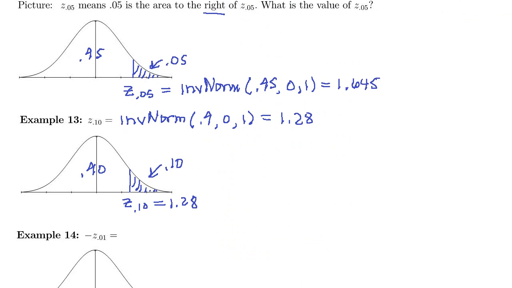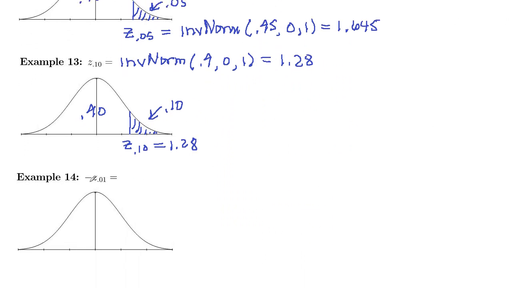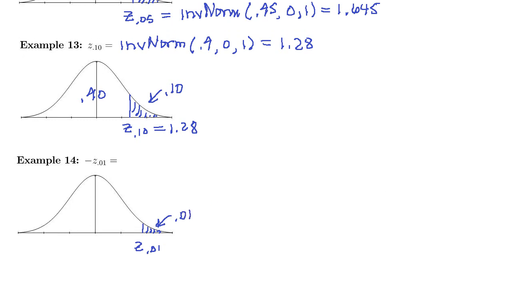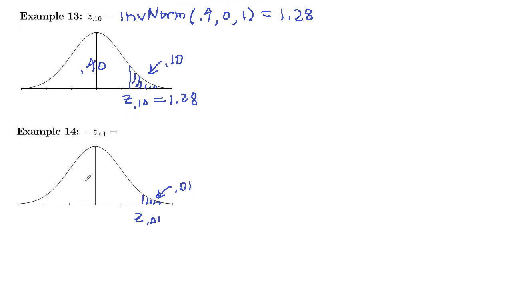Let's look at one more example. So here we want negative Z.01. So Z.01 would be over here on the right-hand side, and that is the z-score with 1% or 0.01 to the right. And that means that 99% is to the left. So that means that this area here to the left is 0.99. And then we want negative of Z.01. So whatever this value is down here, we want the negative of it. That'll be on the other side of the distribution.